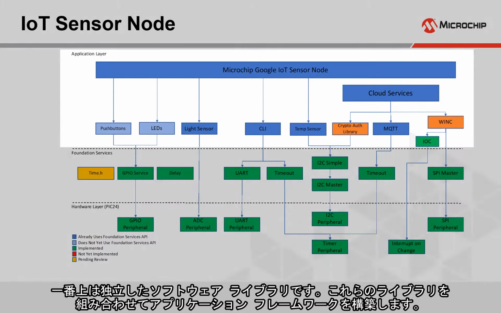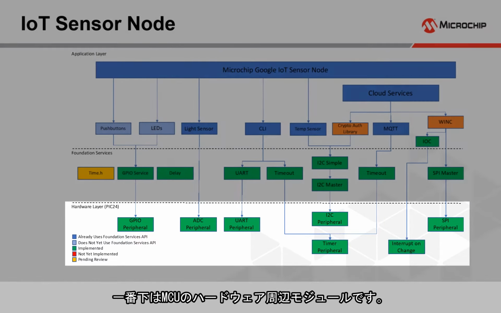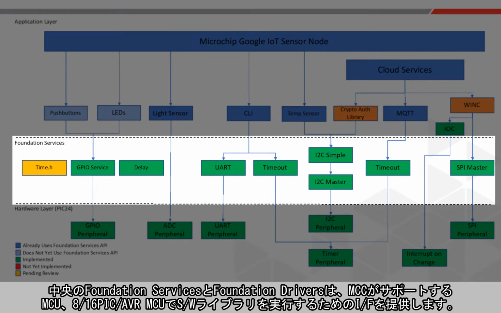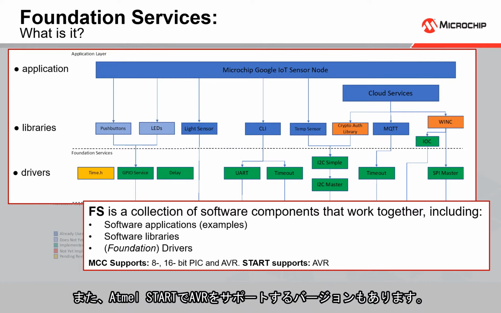At the top here we have independent software libraries which are used together to build an application framework. At the bottom we have hardware peripherals on a specific microcontroller. In the middle, Foundation Services or Foundation drivers provide an interface for the software libraries to run on any of the supported microcontrollers in MCC: the 8 and 16-bit PICs as well as AVR, and also there's a version which supports AVR in Atmel Start.